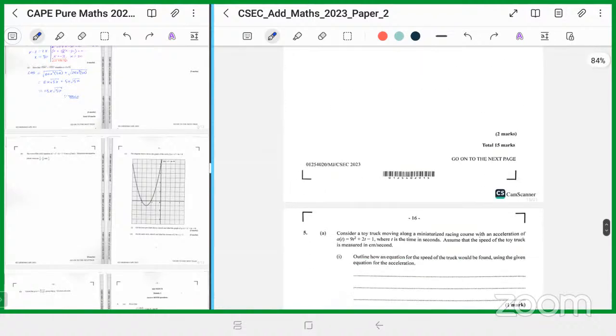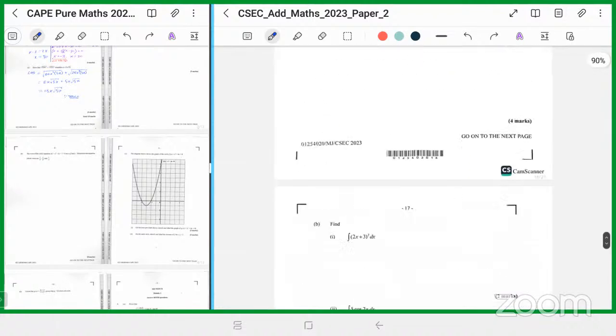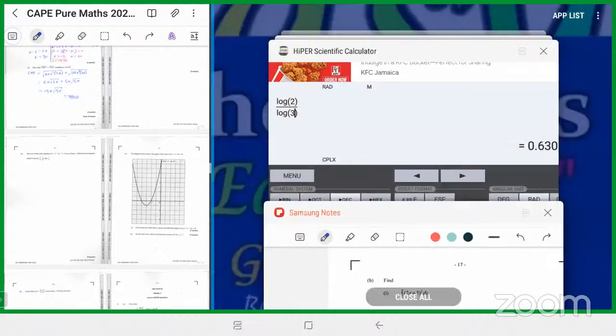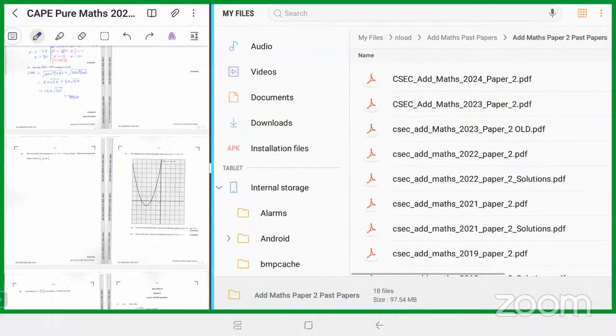All right, so let's go back to our pure maths paper now. Let's look at 2023 pure maths. 2022, I should say. Pure maths 2022.